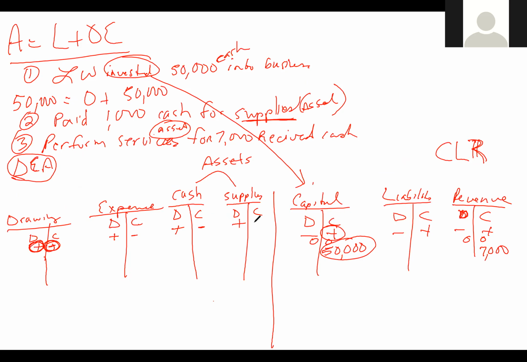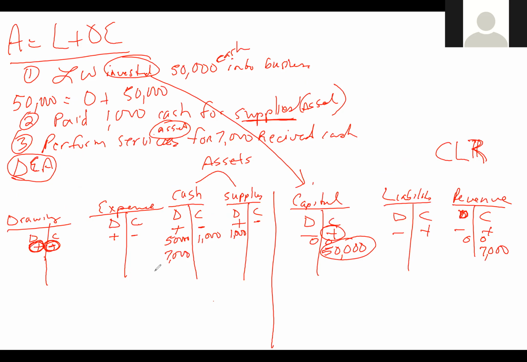So this is the plus minus because it's an asset. All right, so we had 50,000 cash here, and then we had 1,000 cash here. So we have $49,000 cash. And then we had, I know we received some supplies. And then we have the $7,000 in revenue.